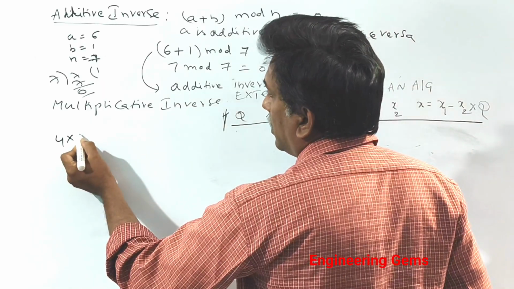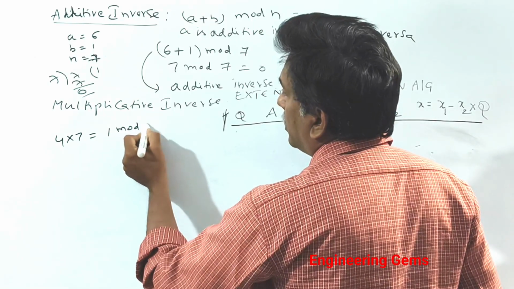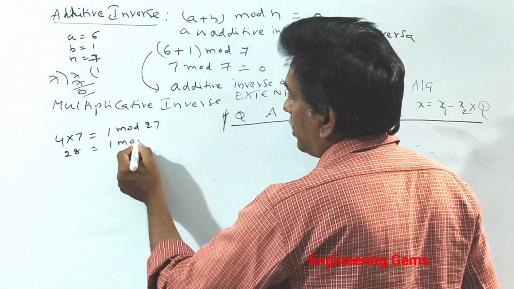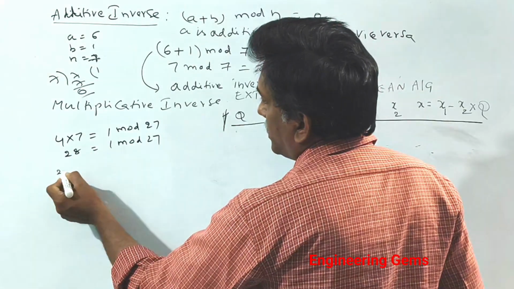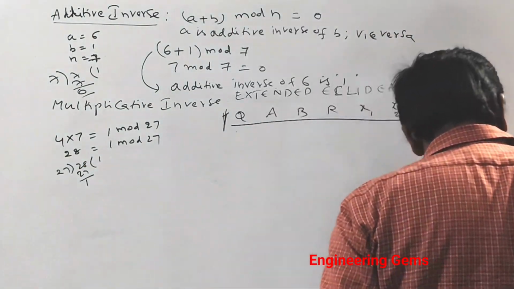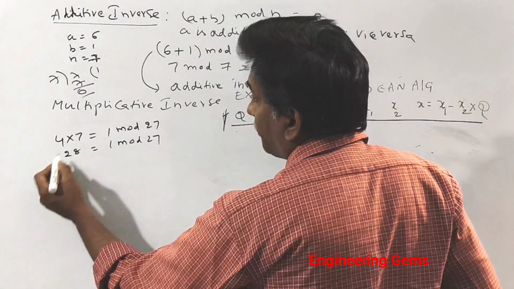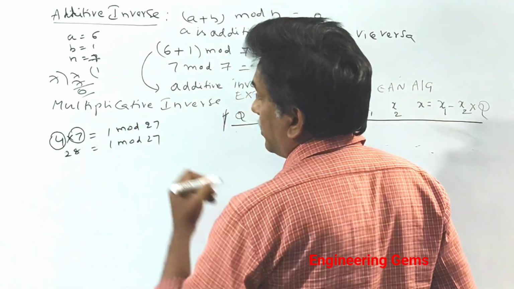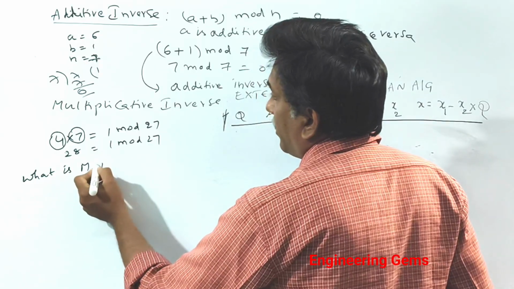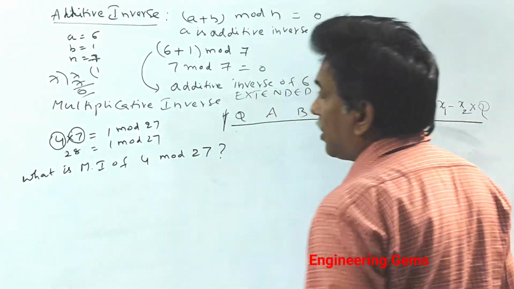4 into 7 equals 1 mod 27. 4 into 7 means 28 equals 1 mod 27, right? 28 divided by 27 gives quotient 1, remainder 1. So this equation is perfect. Now, the multiplicative inverse of 4 is 7, right? The question generally asked is: what is the multiplicative inverse of 4 mod 27?